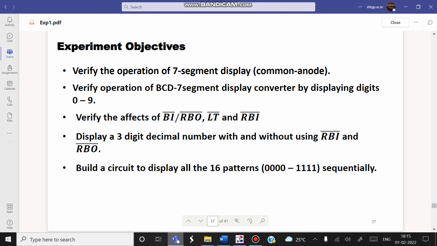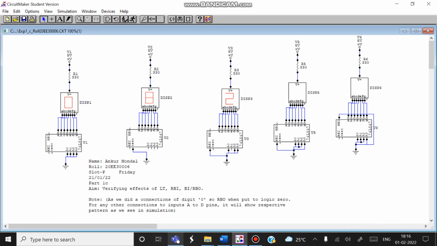In part C, we had to verify the effects of BI, RBO, lamp test and RBI. So I have made 5 circuits side by side. In the first circuit, as you can see, it is a normal circuit. I have displayed a 0. In the second circuit, you can see that I have put lamp test on active low. As it is active low, you can see all the segments are lighted on. So lamp test is verified.